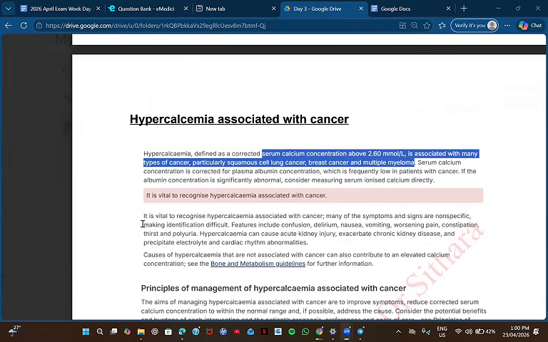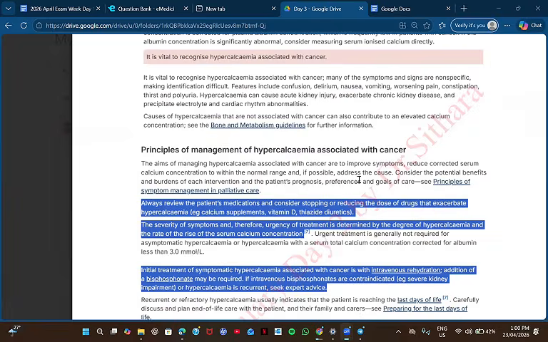Then the most important one is this one. This is the one they have asked in the exams: hypercalcemia associated with cancer.